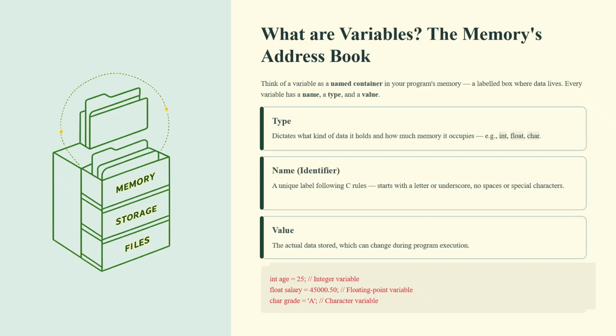Like we can take int age = 25, float salary = 45000.5, char grade = 'A'. So in memory representation, variable, address, value: age 1000, 25; salary 1004, 45000.5; grade 1008, A. The key insight: variables act as labels for memory locations, making programs readable and manageable.